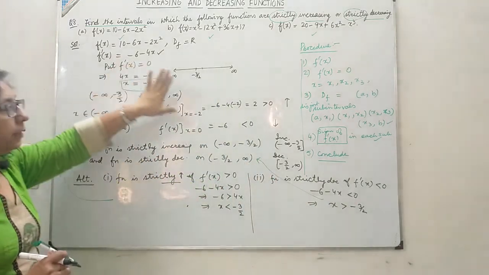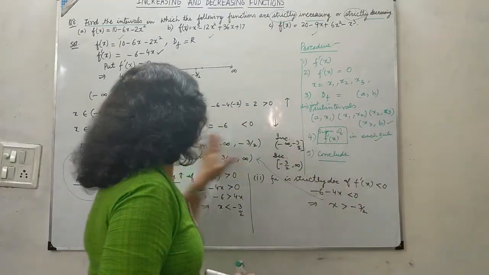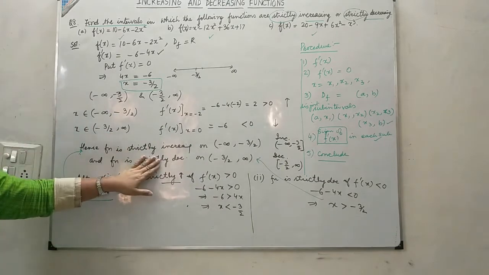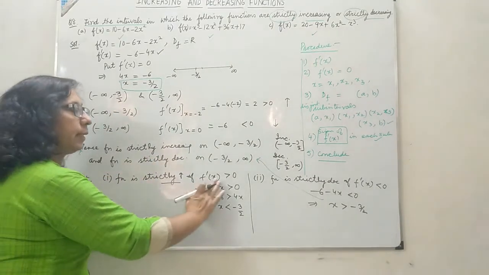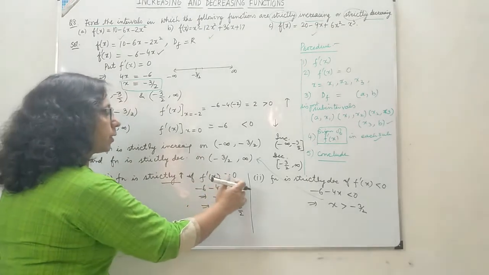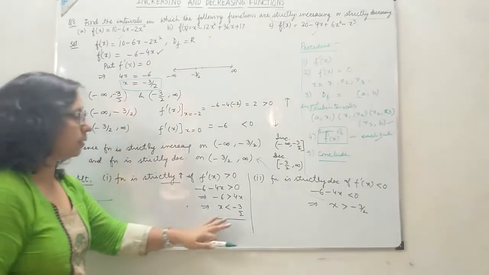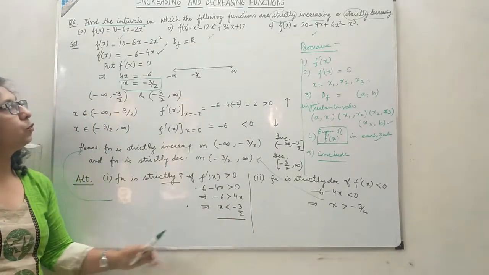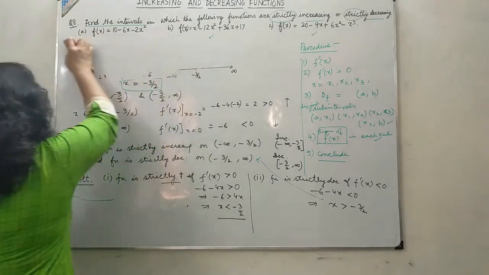Put that 0, get the critical points, divide the given number line into subintervals, check the sign of f dash x, and then conclude. Or if it is possible, for the function to be strictly increasing, apply the theorem f dash x is greater than 0, if you can find the points or intervals easily. Now let us move to the second part of the question.